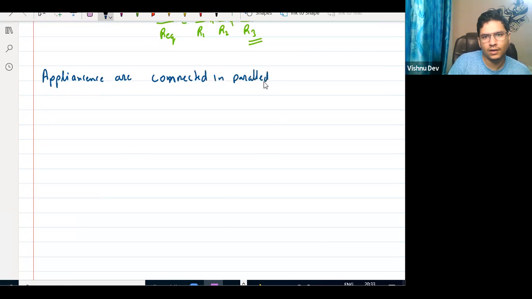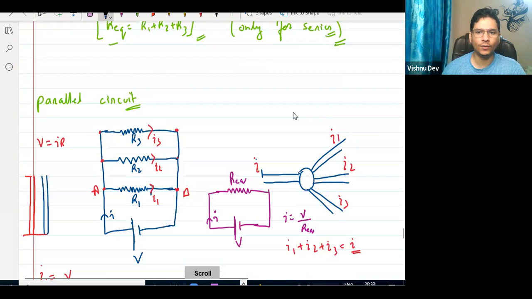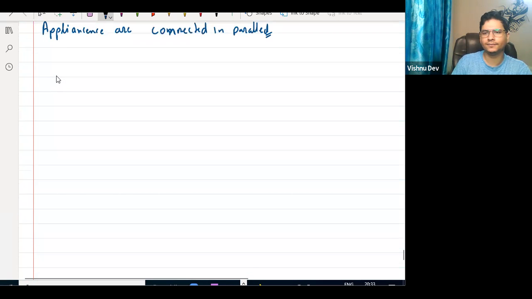Now, there is a device used to measure current and voltage. I hope all of you remember the device used to measure current is called a meter. Tell me.